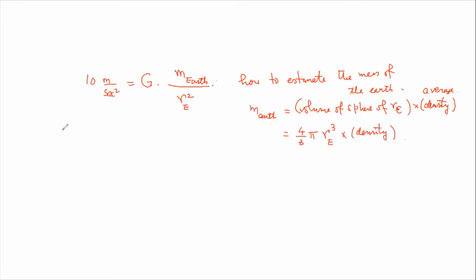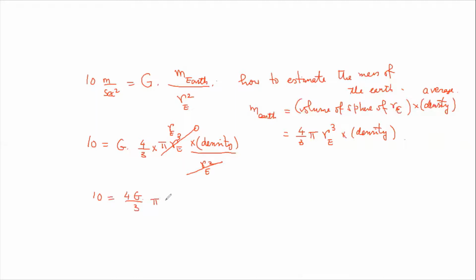So now what you have to do is plug all these things in, and you get 10 equal to G times 4/3 pi R cubed times density, divided by R_E squared. Again, you see these two things partially cancel and you get only R_E here. So you get 10 equal to 4G/3 pi R_E times density.